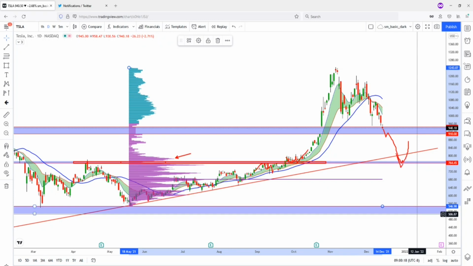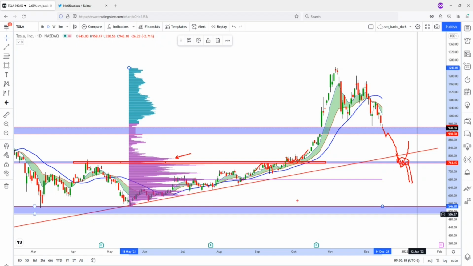Now if next time it goes through, then it's going to be turned from a support level into a resistance level. So in other words, if you're thinking in terms of supply and demand, it essentially becomes a supply zone instead of a demand zone, right?